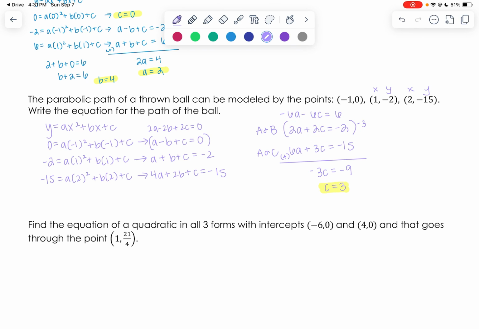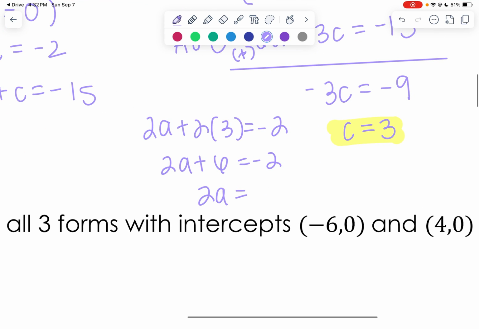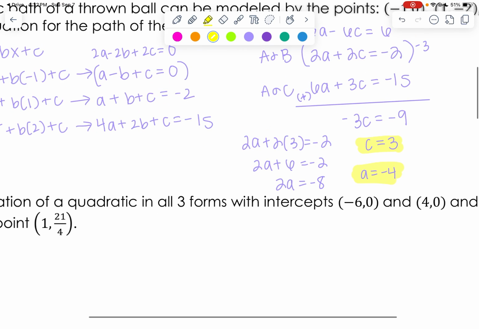So I'm going to do 2 times a plus 2 times c, which is 3, equals negative 2. Okay. So that's 2a plus 6 equals negative 2. So 2a would equal, if I subtract the 6, negative 8. And then when you divide both sides by 2, a is going to equal negative 4. So now I have a, now I have c, and now I'm going to go find out what b is.